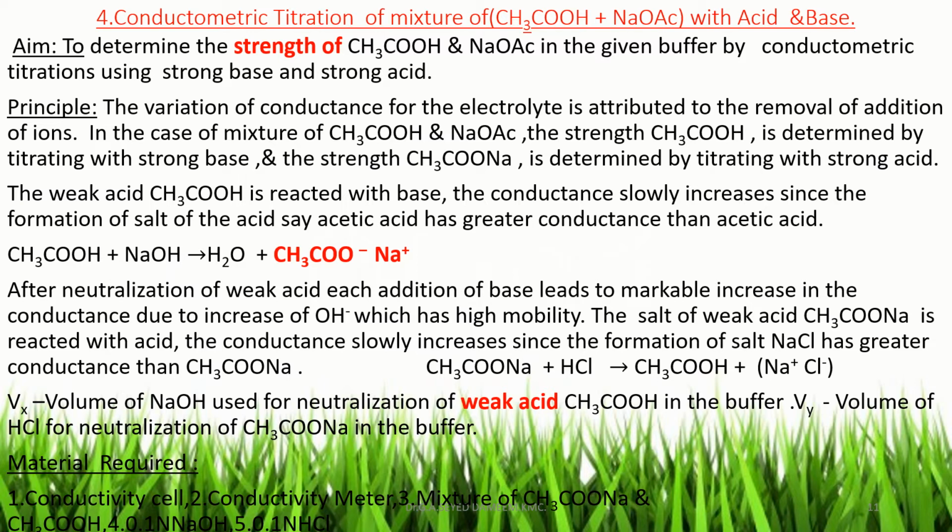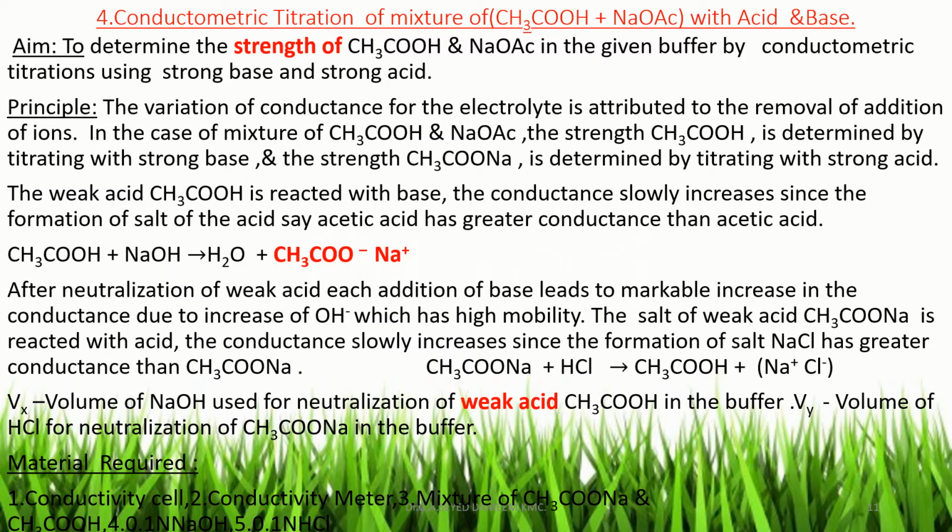So we get two straight lines on connecting the points, on plotting conductance values versus volume of sodium hydroxide, and the point of intersection corresponds to the amount of sodium hydroxide required to neutralize 40 ml of acetic acid in the buffer solution. So in this way we can calculate the strength of acetic acid in the buffer.